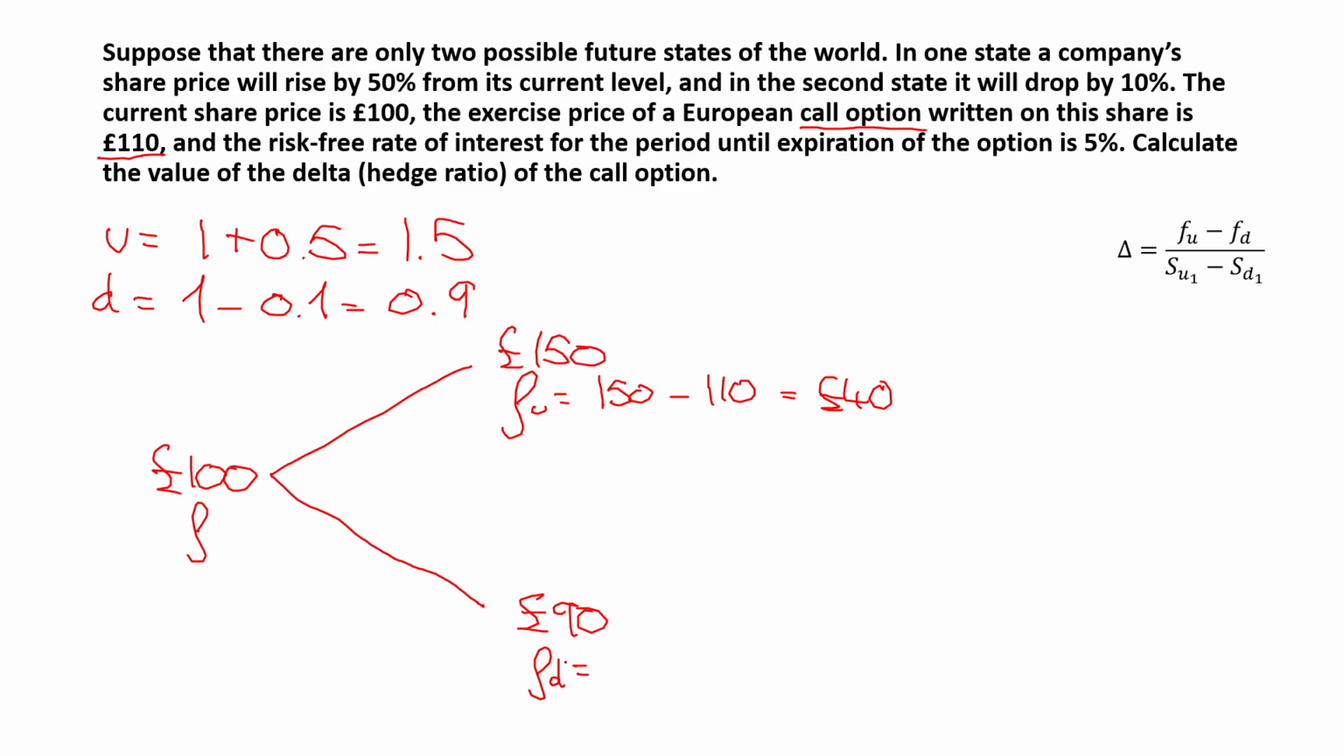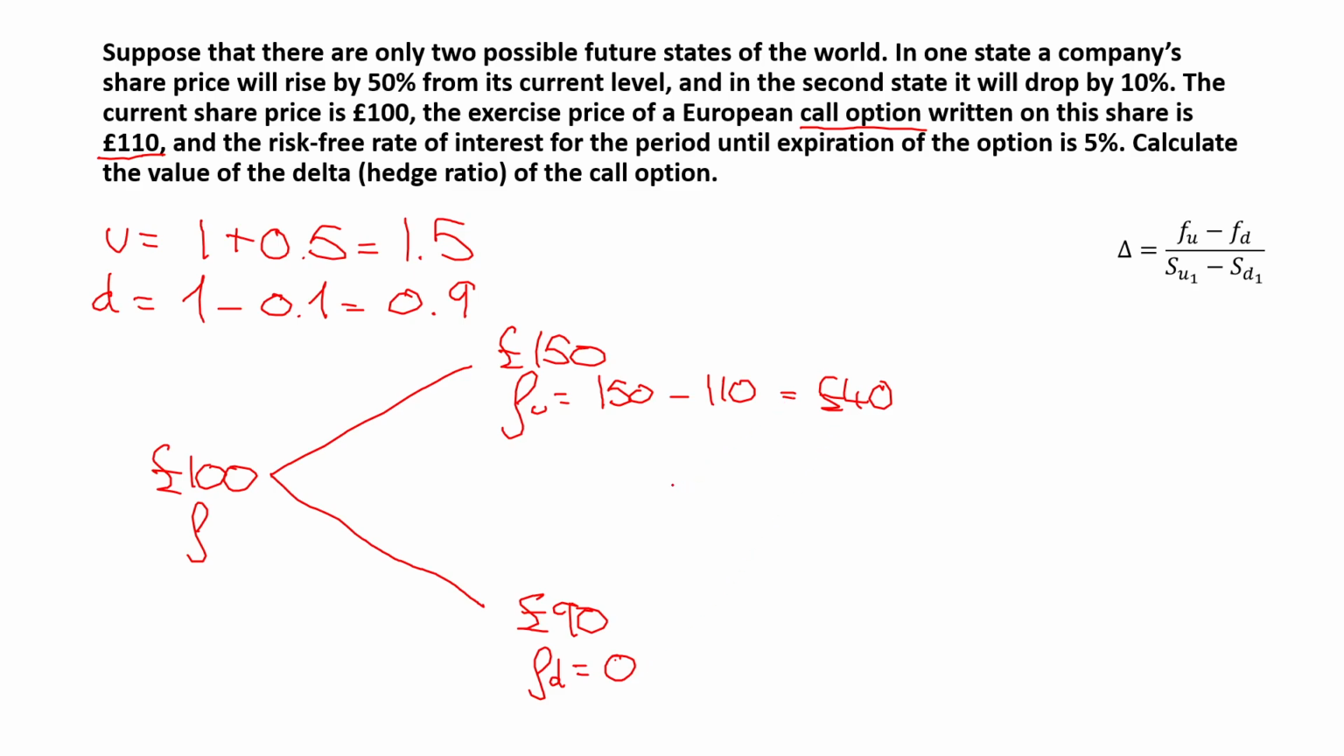What about at FD? In this case, the share price has gone down to £90, and the exercise price is £110, which means that the investor is losing money. Because an option gives you the right, not the obligation, to exercise it, the investor wouldn't exercise the option, which means that the option would be worthless. Therefore, in this case, FD is equal to 0.